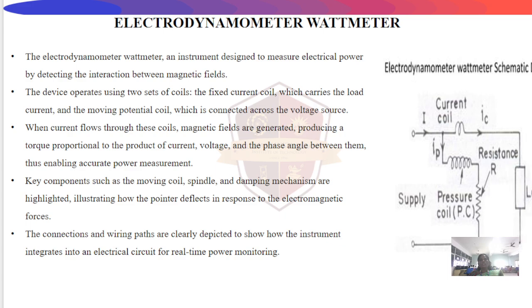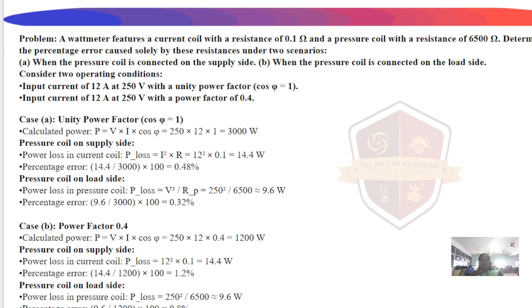The moving coil is attached to the spindle and pointer. When the torque is produced, the pointer moves over the scale and indicates the power. Here the electrodynamometer wattmeter schematic diagram is shown in the figure. Now let us understand a numerical problem based on wattmeter error.